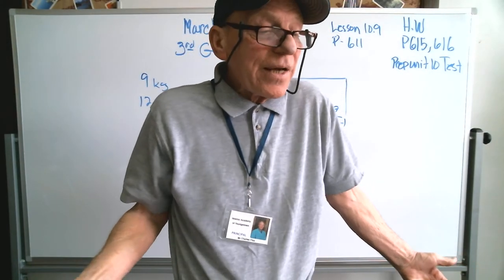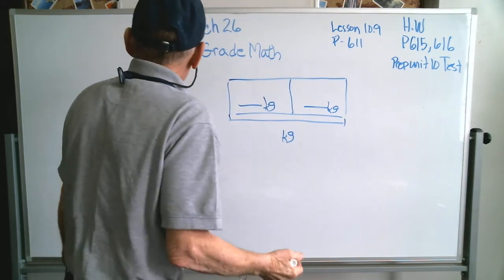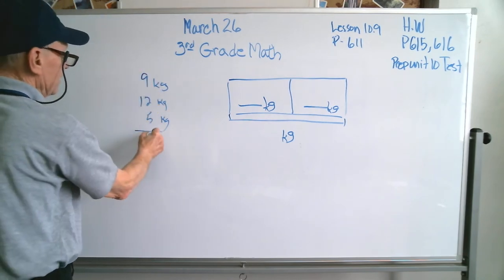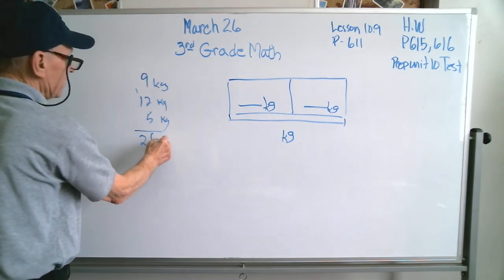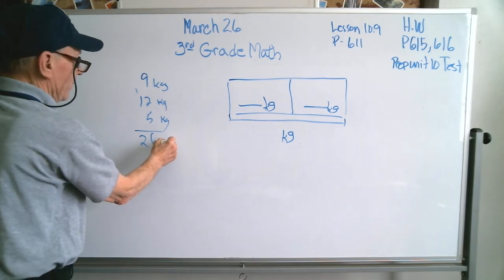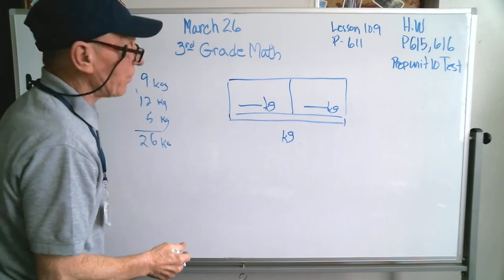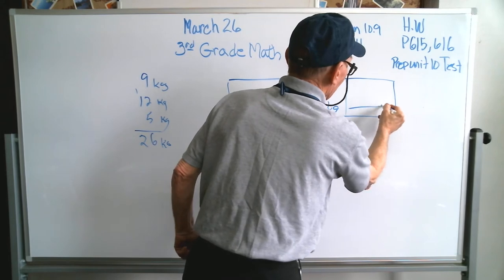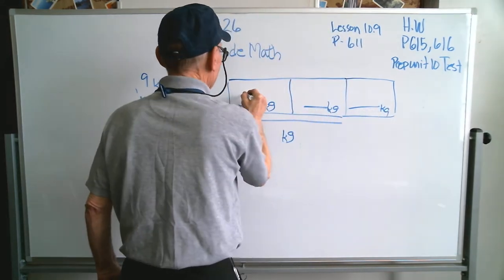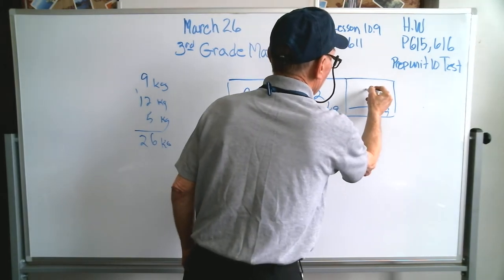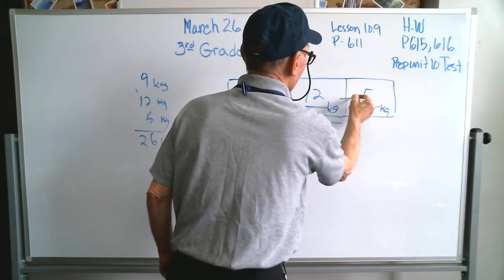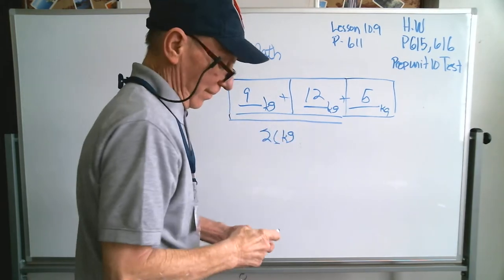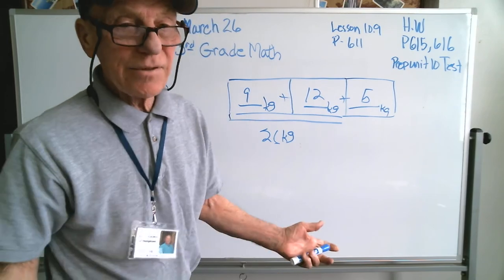Well, it's asking you the same thing again. What's the total? The total means adding them all together. So, 5, 7, 16, carry the 1, 26 kilograms. So, in this particular problem, we got to add another block on our diagram here because we've got 9, 12, and 5. And we're going to add those together to give us the 26 we see on the bottom. Easy peasy, guys.